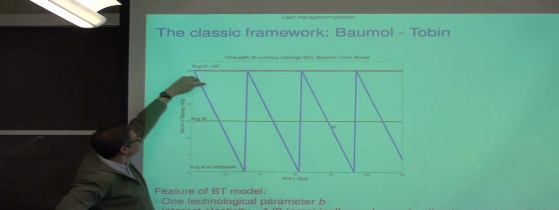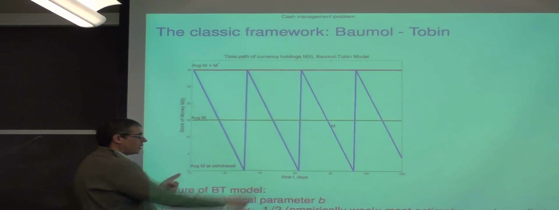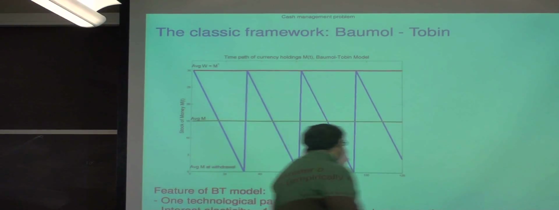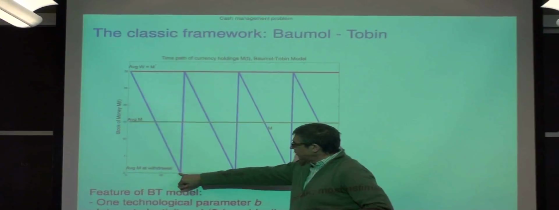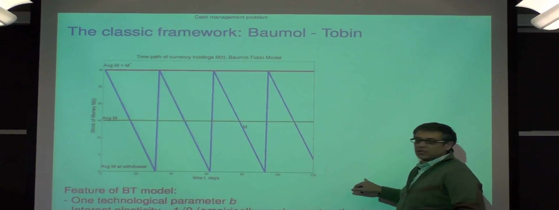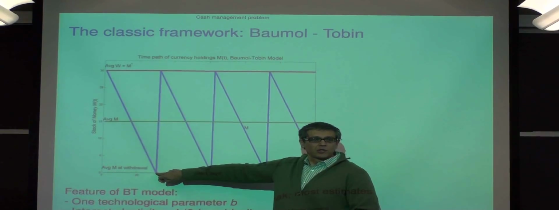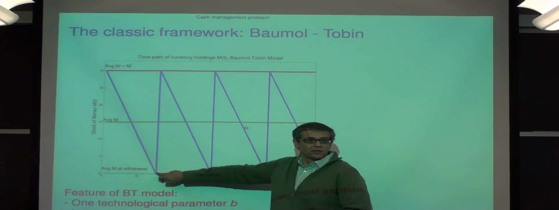In that sense, this amount is your withdrawal. Here, if time is measuring days, you're making a withdrawal about once a month. So in a year, you're making, say, 12 withdrawals. The amount of money that you have at the time of a withdrawal is exactly equal to zero.